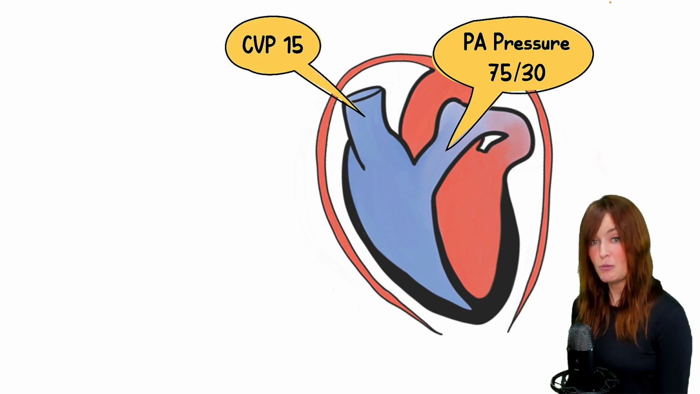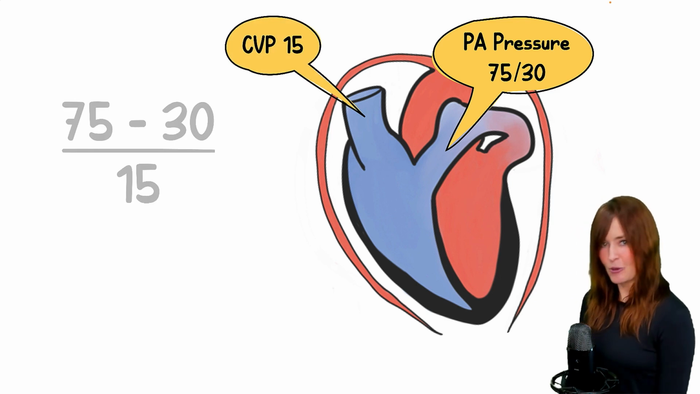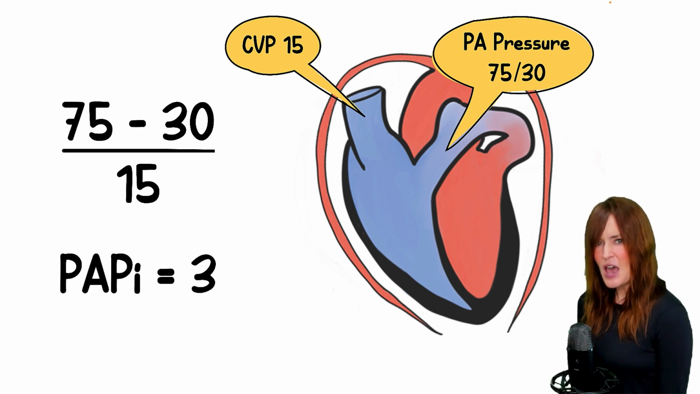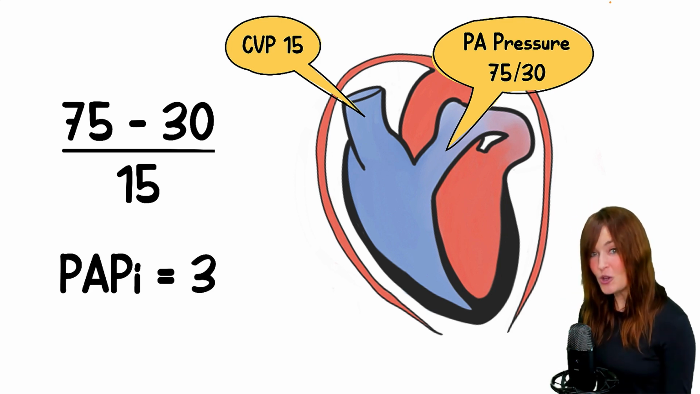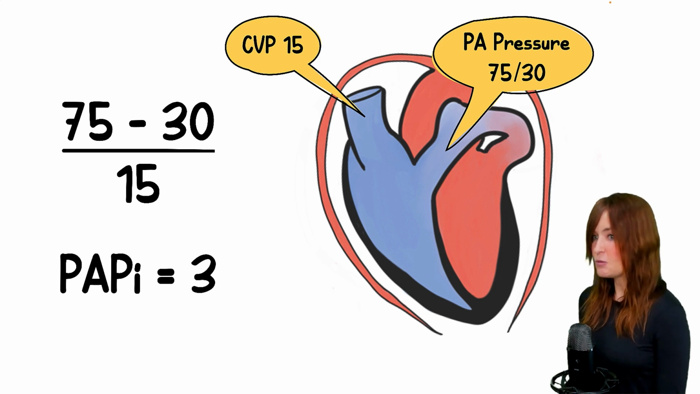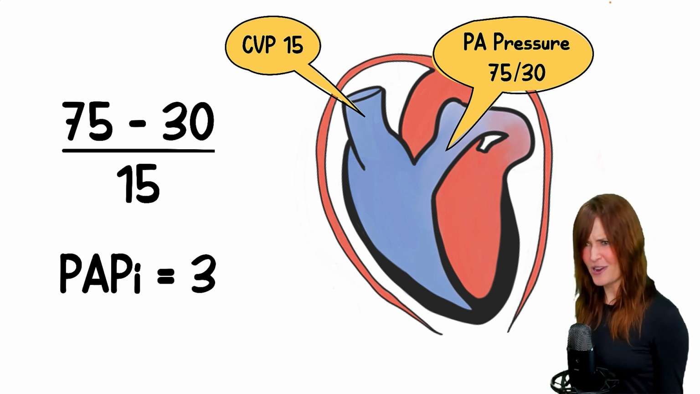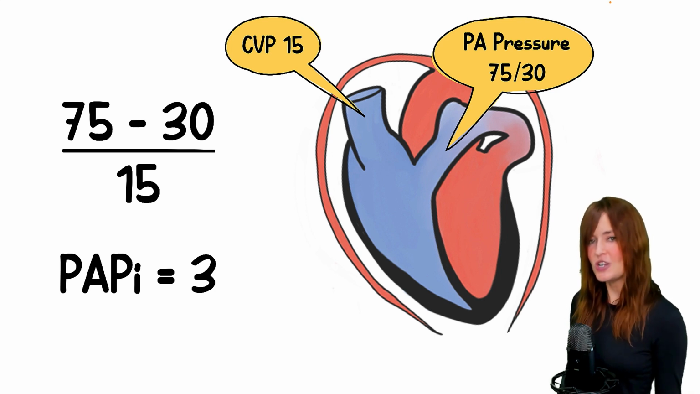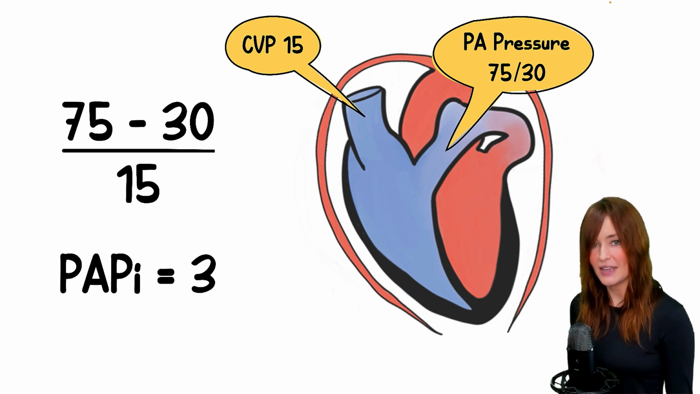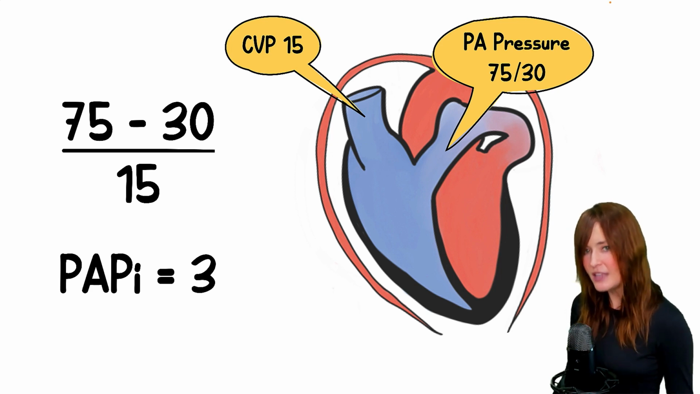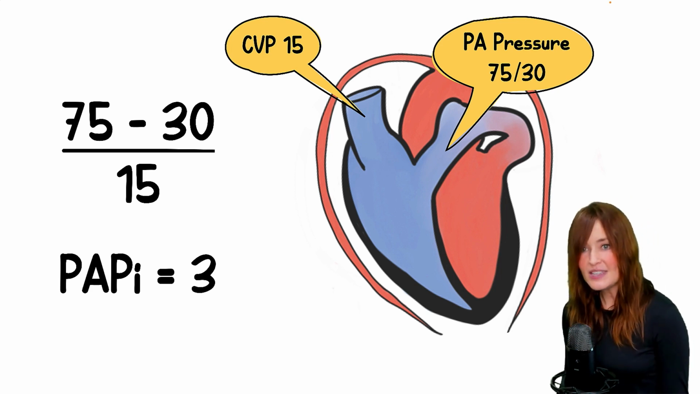Let's say their CVP is 15. Let's calculate a PAPI. So 75 minus 30 divided by 15. Well, that PAPI is also 3. It's good because even though these pressures are high in the pulmonary artery, this RV is an Olympic trainee. It can handle it. It's pushing at least as much pressure forward as it's being delivered. So that number looks scary, and is it a long-term problem? Yes, but in the short term, the RV's handling it just fine.